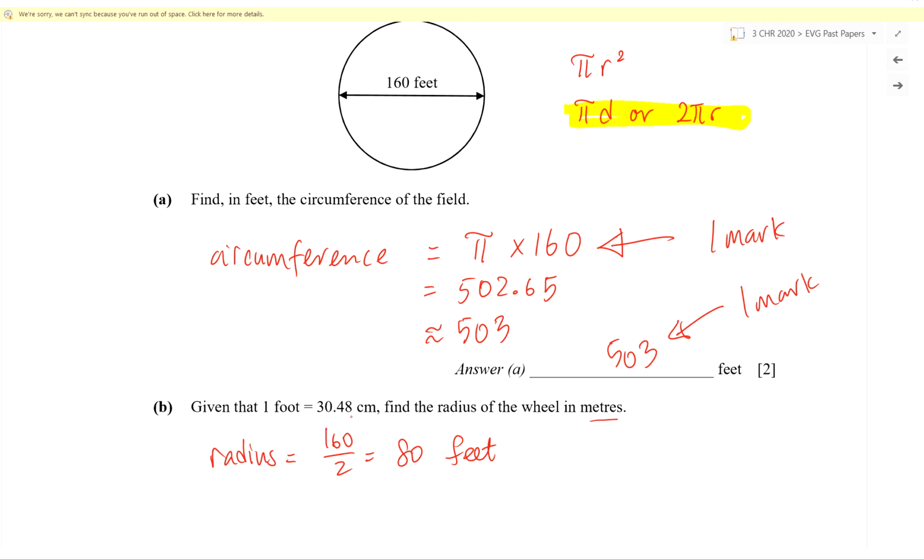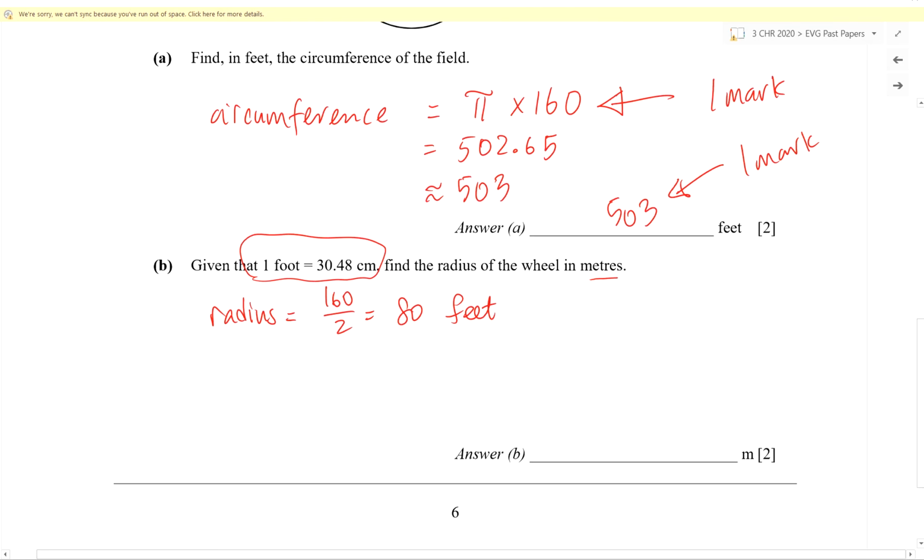But I need to convert it to meters. I can't do so directly, but they did tell us that 1 foot is 30.48 cm. So we can convert this to cm. 80 times 30.48 to give us 2438.4 cm.